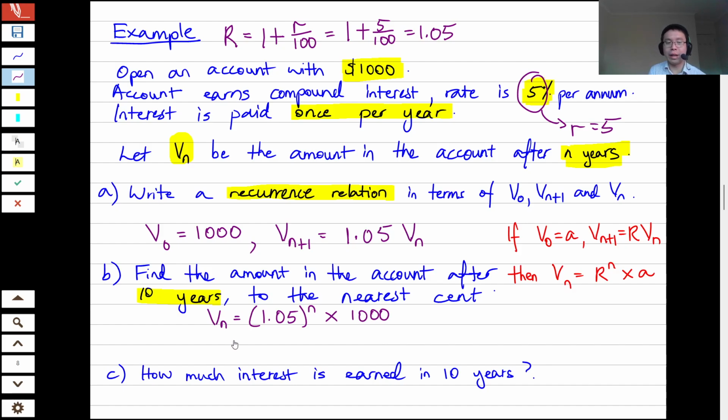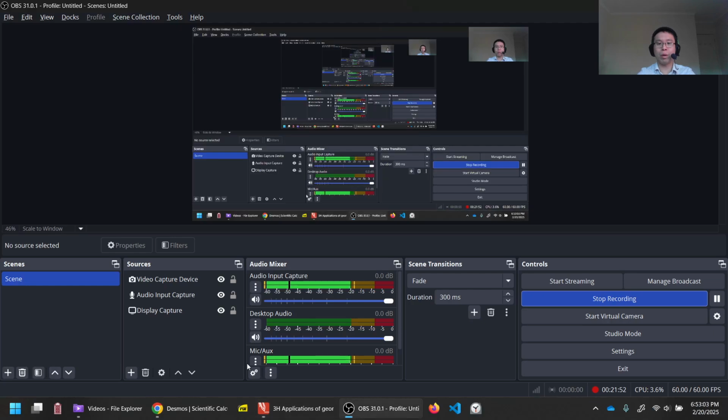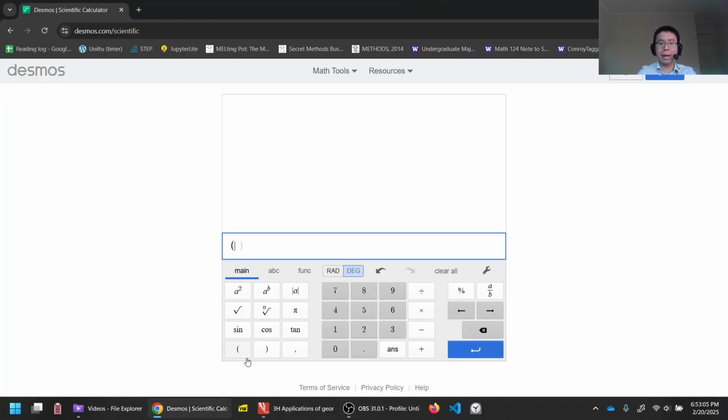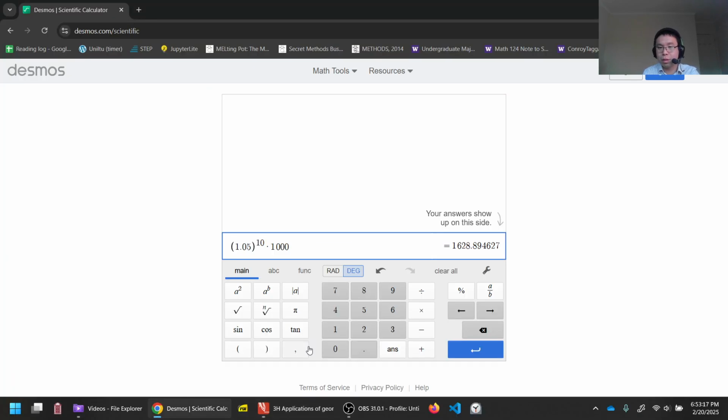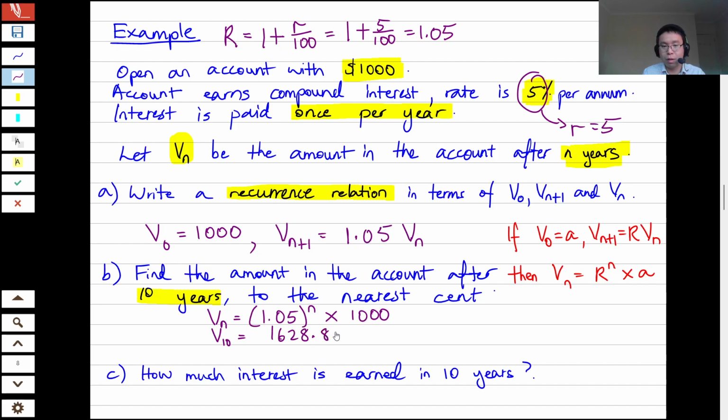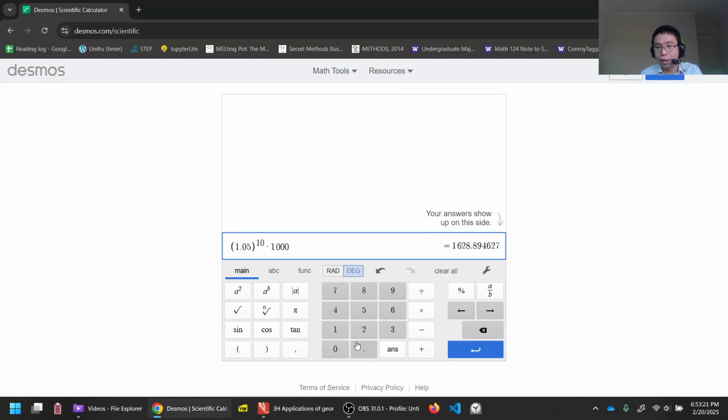And at this point, now I can substitute n equals 10 into this formula. So now I need to find 1.05 to the power of 10 times 1000. And that gives me 1628.8946.